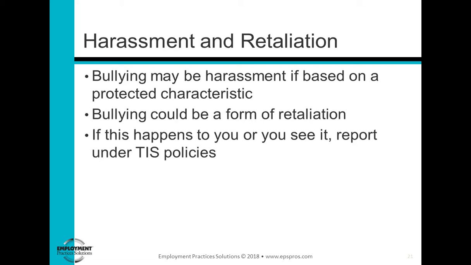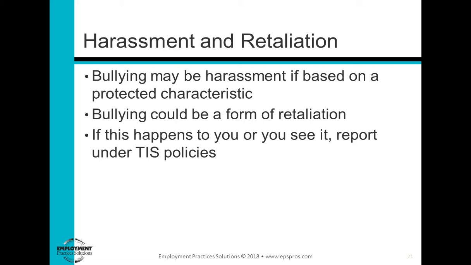Or if in the course of an employee disrespecting a colleague, that employee uses language that references or implicates a protected characteristic such as gender, this sort of behavior could also be harassment.